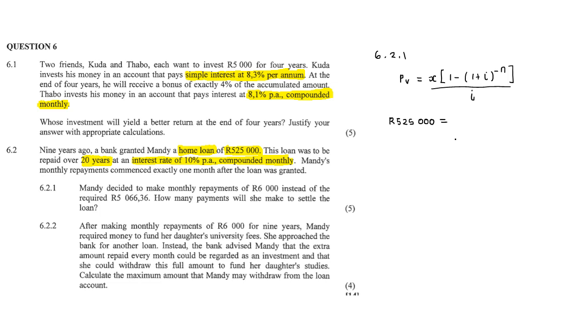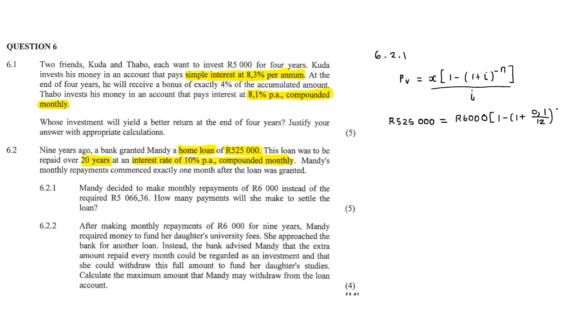She decided to do monthly repayments of 6,000 Rand. And then we have 1 minus 1 plus. Her interest was 10%, so that's going to be 0.1. Right, so we're going to divide this by 12 because it was compounded monthly.